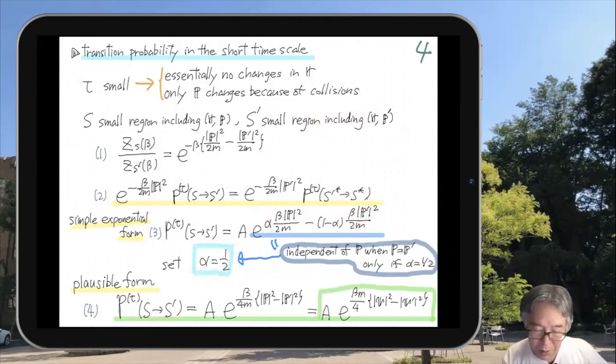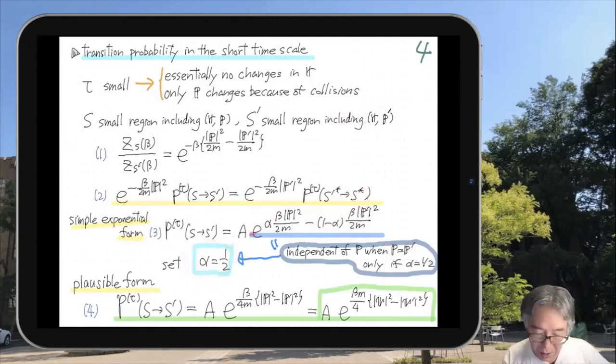Why? Well, think about the limit when P is equal to P prime. It means that no change takes place. Of course, it's very small. But unless alpha is 1/2, this transition probability still depends on P, even if you set P equal to P prime. If you set P equal to P prime and you compute, you get 2 alpha minus 1 times, anyway, it depends on P. But it's weird. It should be something independent of P when P equals P prime, because that means nothing takes place. So based on this consideration, I take alpha to be 1/2.